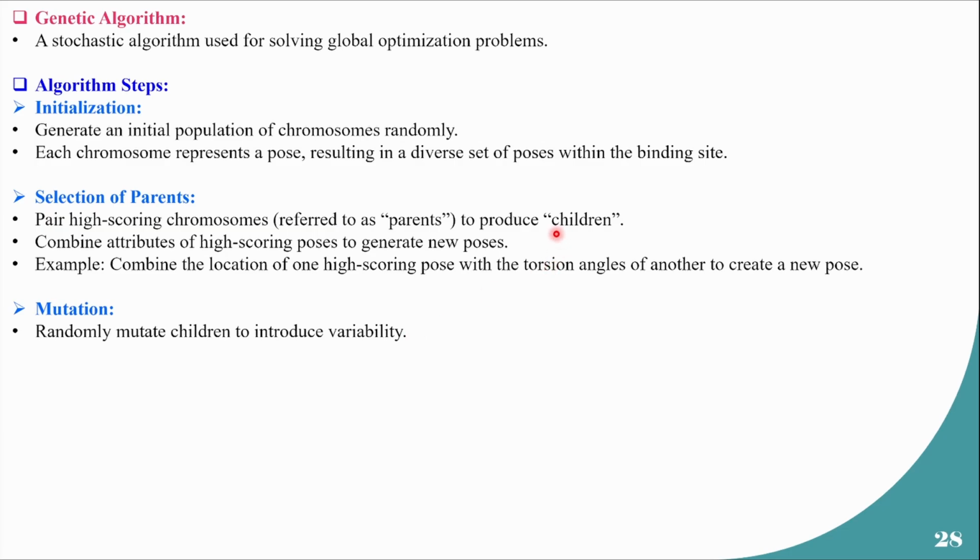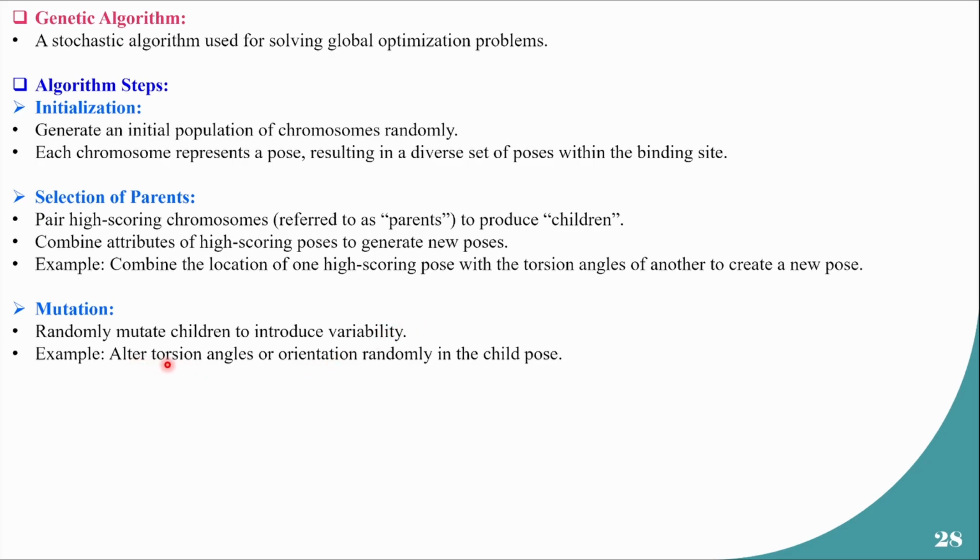So the children, or the new poses, are basically a combination of two previous good scoring poses. It generates mutation into that to introduce variability. Basically, it makes some changes in this particular new pose, and it sees whether this change leads to a better score or conversely leads to a worse score. So it evaluates the new pose through that.